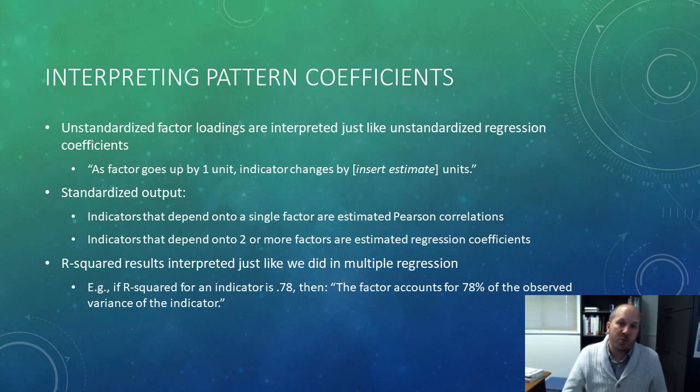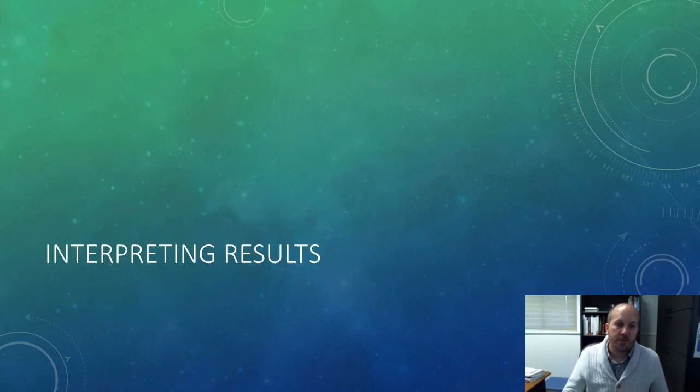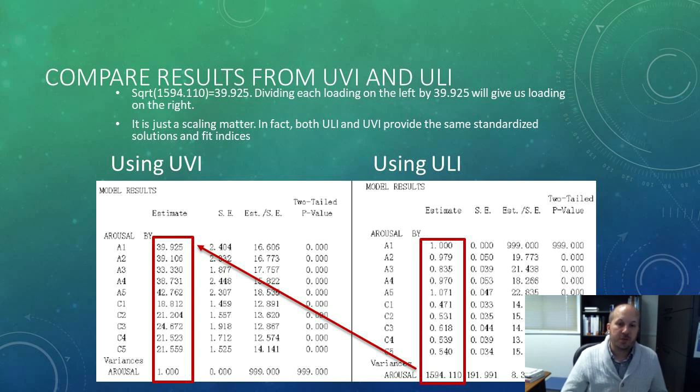You'll pretty much never report it in this way in journals. You're just going to briefly report what the results of the model fit are. You may report some of the standardized factor loadings, but I wanted you to understand what the unstandardized results mean and what they're telling you. So if we go back to our example from before, for the unstandardized results, if we look at the UVI, as the factor goes up by 1 unit, then A1 goes up by 39.925 units. Or on the other side, if we look at the ULI side, let's look at A2, as the factor goes up by 1, A2 goes up by 0.